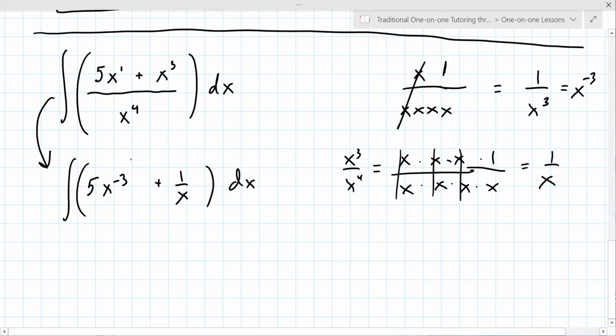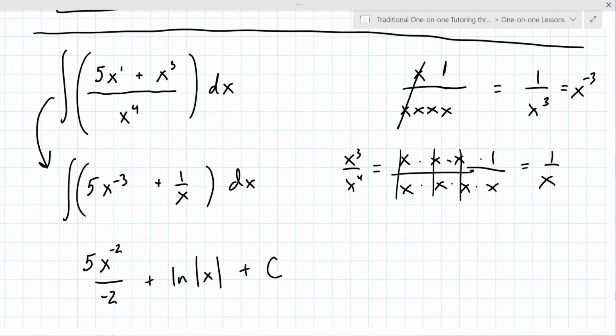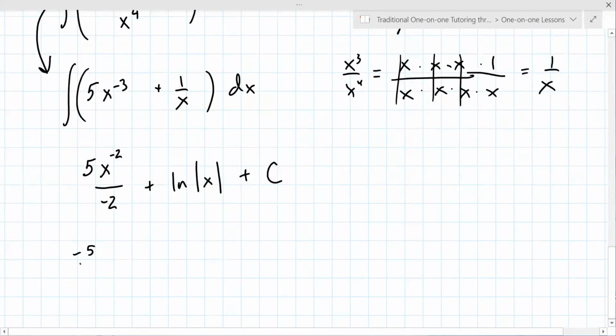Okay, so now did you find the integral of each of these? Did you use the power rule for this one on the left? Power rule, no. Okay, so you've got to add 1 to the exponent, right? Yeah. Then you divide by the new exponent. Plus natural log absolute value of x plus c. Okay. Okay, and then you've got to simplify. So it's -5/2 x to the -2 plus natural log absolute value of x plus c. Okay.